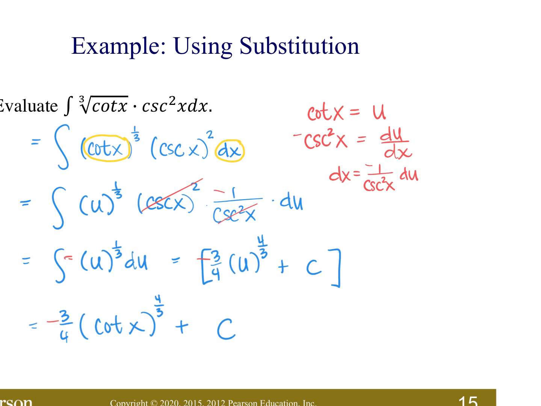If we leave it in terms of u, is that bad? Right. So you would not get full credit if you leave it in terms of u. It needs to be returned back to x. But if it was a multiple choice, they would basically force you to do that, right?